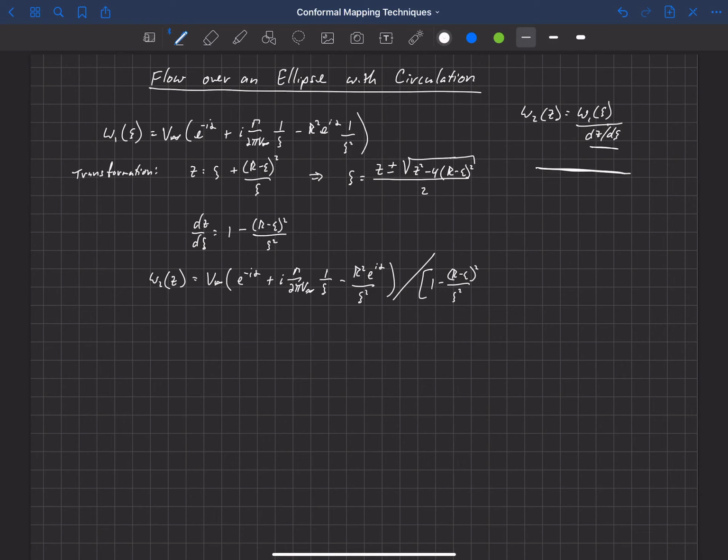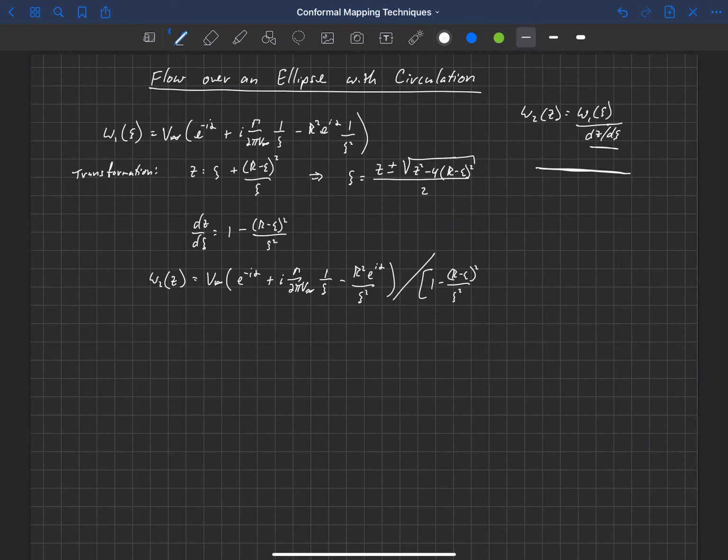Okay, so this is our complex velocity in the z-plane, where we can plug in this expression of zeta as a function of z. But let's first start by looking at, oh, excuse me, I forgot a bracket there. Let's look at what the geometry has done.